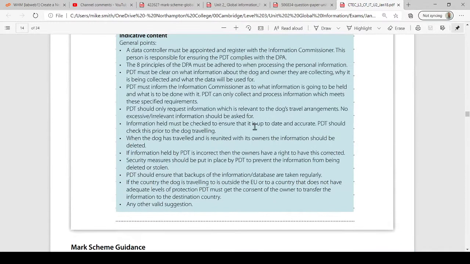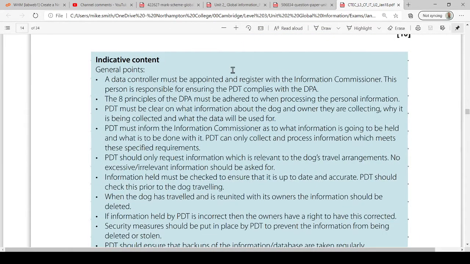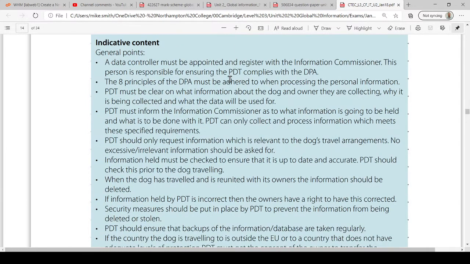So these are some of the things that the exam board have suggested were good responses to this question, okay? So again, if you read through, you can see in their indicative content what a good answer looks like on this exam. There's understanding of the Data Protection Act. There's understanding of the Information Commissioner. There's understanding of how it relates to the case study.